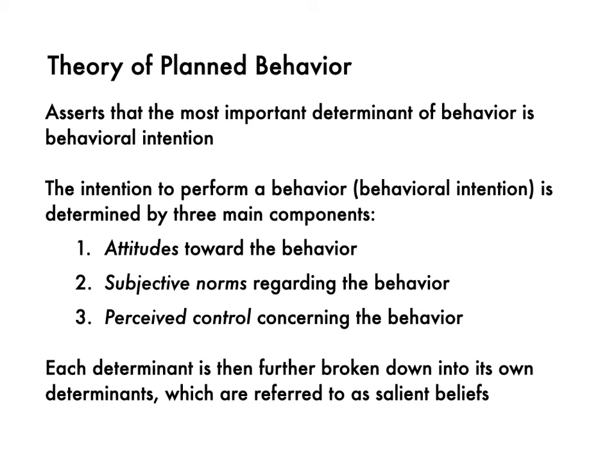As such, the theory of planned behavior asserts that behavior is a function of intentions regarding that behavior. That intention is directly driven by 3 main constructs: a person's attitude towards the behavior, the subjective norms regarding the behavior, and perceived control concerning the behavior. Those 3 determinants are then further broken down into their own determinants, which are referred to as salient beliefs.